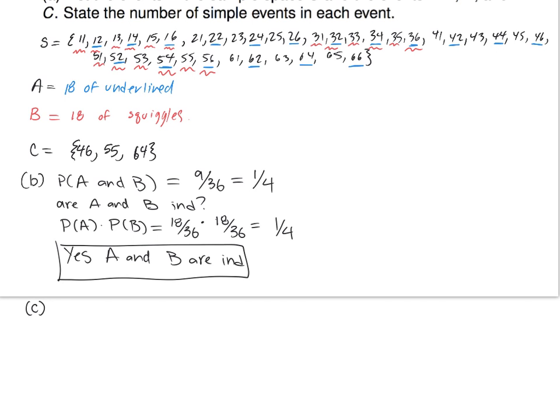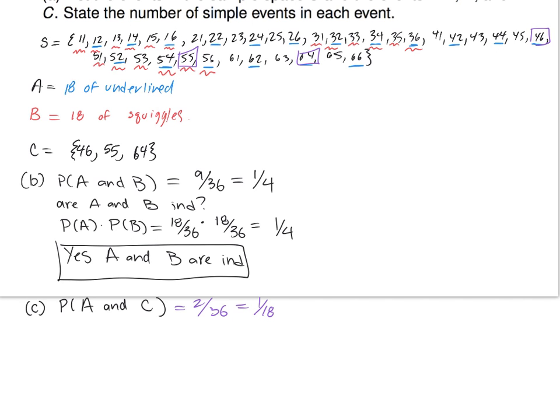Part C says to find the probability of A and C. My A is the blue, and C, those are just 3 of them. That was 4, 6, 5, 5, and 6, 4. So how many things are in both A and C? 2. So that's 1/18th, right? Okay.